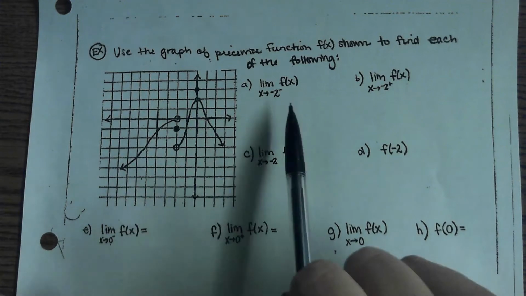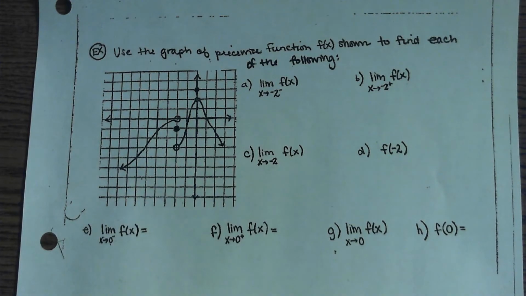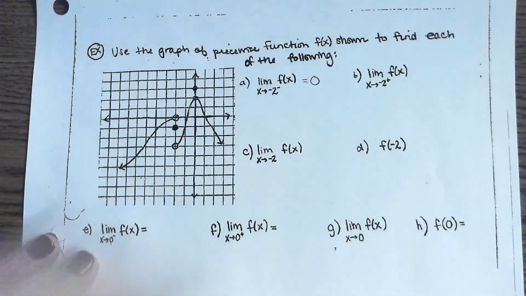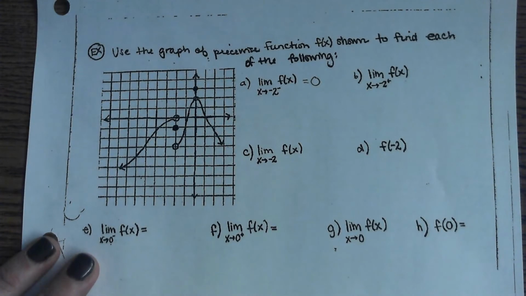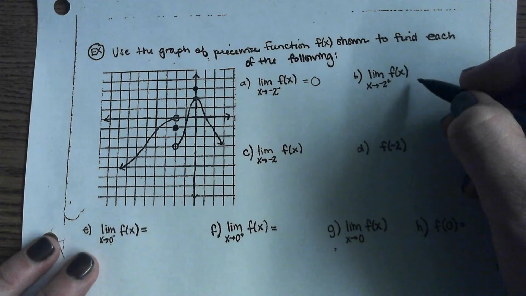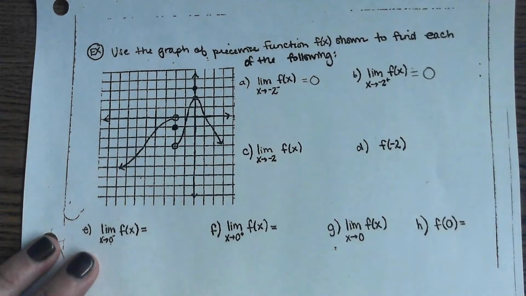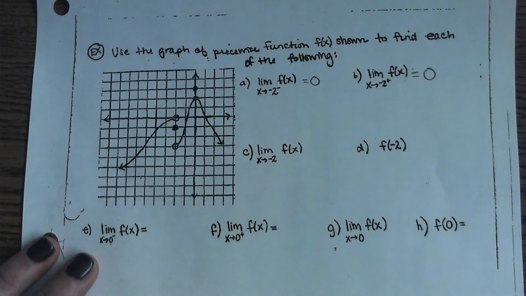Okay, Marissa, what'd you put for A? Did anybody put anything different? Okay, Mackenzie, what'd you put for B? Okay, did anybody put anything different? Olivia, what'd you put? -3. Can you go up there and show us how you came up with that?